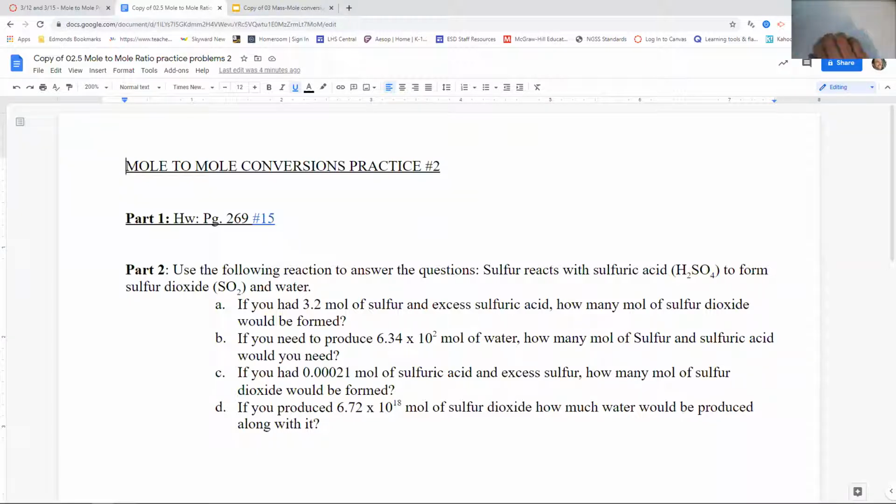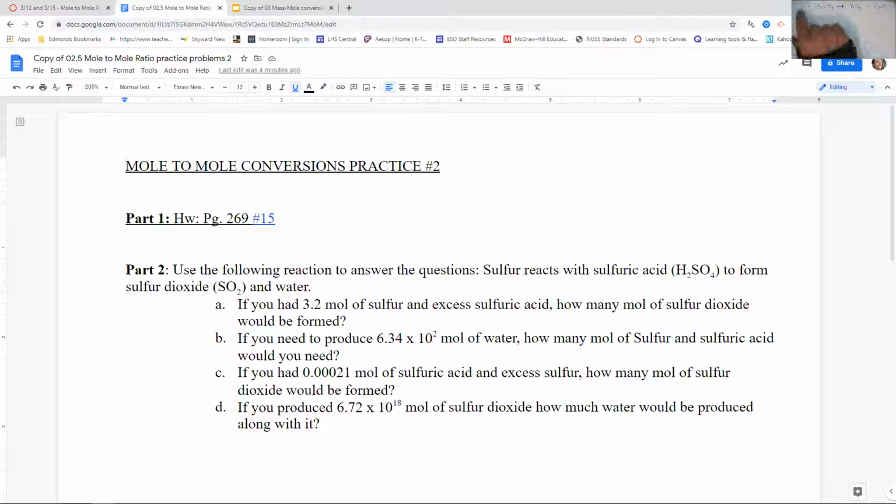You'll notice that sulfur is going to react with sulfuric acid, which is H2SO4. And when those two react, it forms sulfur dioxide. So you need the arrow here. And sulfur dioxide. And then it's also going to form water. So the first step you always do, if you look at those notes that I had you write down, is to balance it.